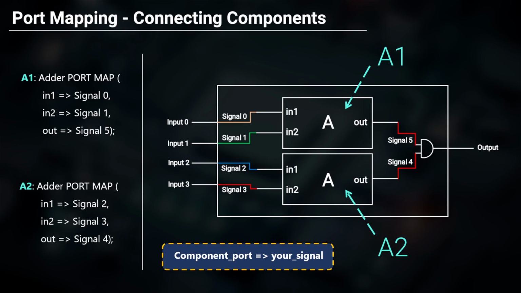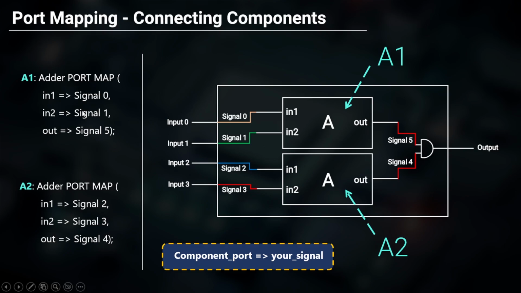In this example, we have two of the same module called adder, and this module has two inputs, in1 and in2, and one output, out. Now we want to use this module two times in this bigger module, so we have to call them differently. In this example, this module is called A1, so we have to write A1 and then our component's name, which is adder, and then port map.